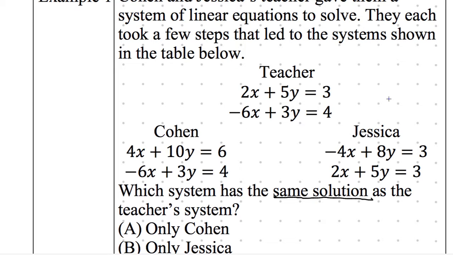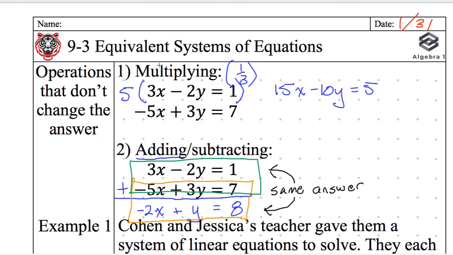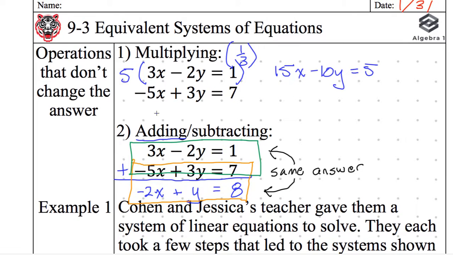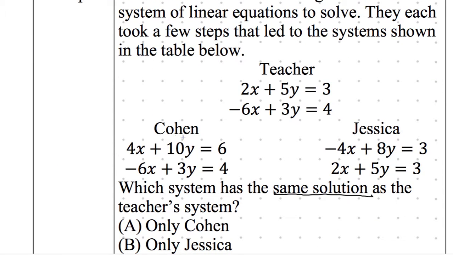So I need to test, can you somehow find both of these equations by either multiplying or by adding? So let's check them. Those are the only 2 things I can do. So let's look at Cohen's. 4x plus 10y equals 6. Did this somehow come about by either multiplying or adding?